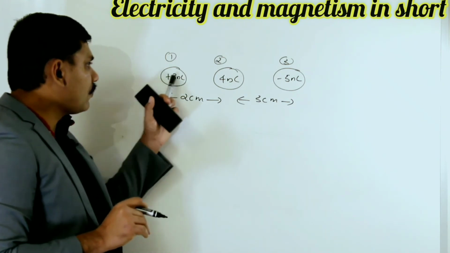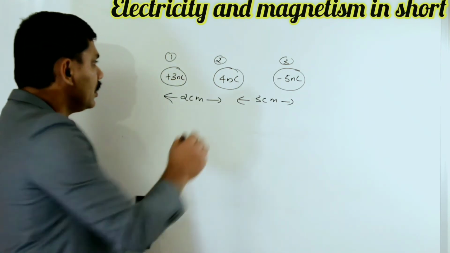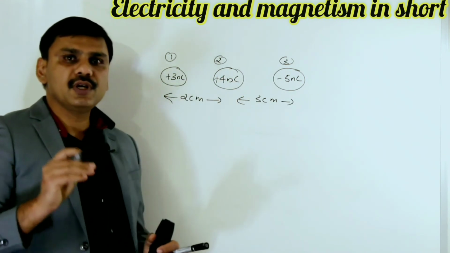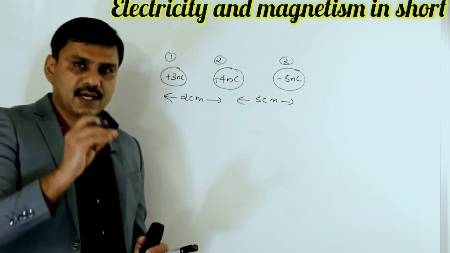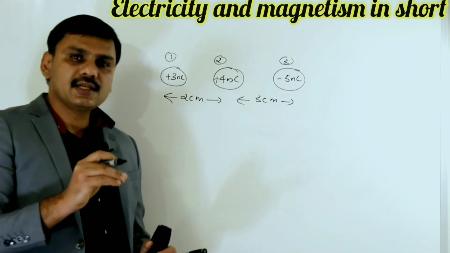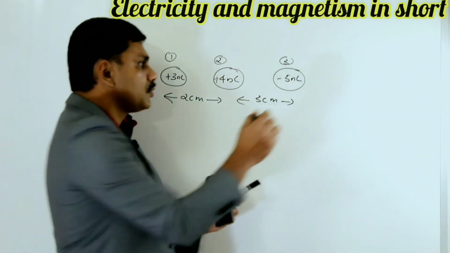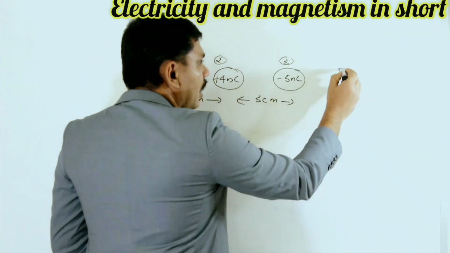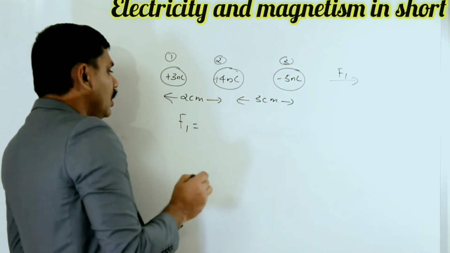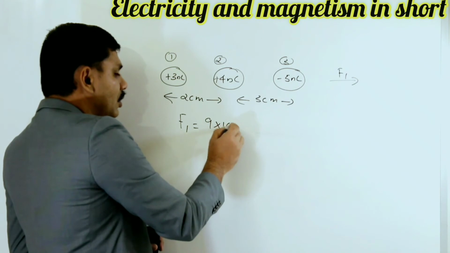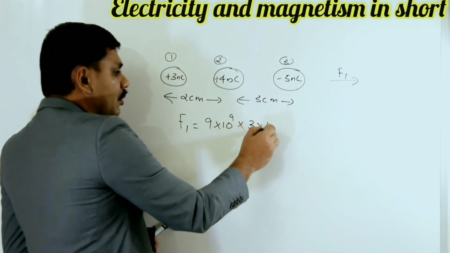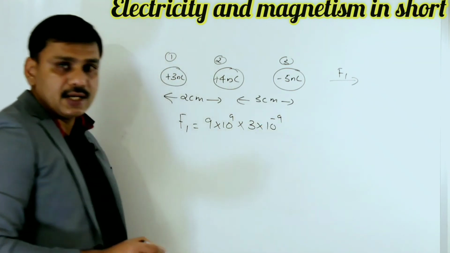So if I am considering the first and second charge, this is plus, this is also plus. You know that positive will repel. So the second charge is repelled by the first charge. So the direction of force will be towards right, that is F1. So F1 will be what? F1 equal to K, that is 9 multiplied by 10 to the power 9. Then 3 nanocoulomb, you must convert into coulomb, that is 3 multiplied by 10 to the power minus 9.